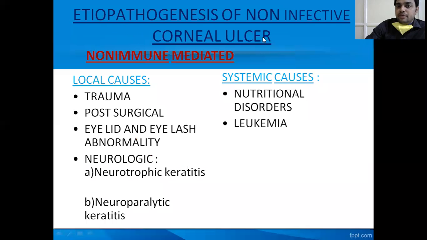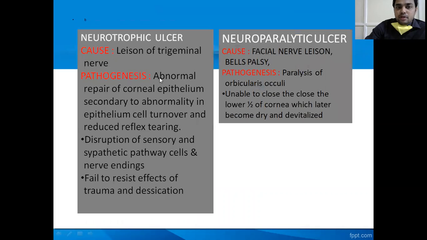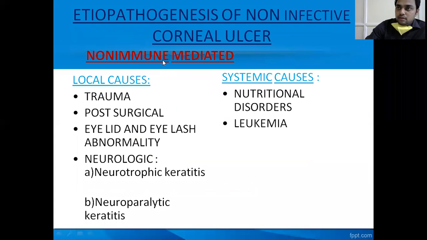Coming to the non-infective keratitis, it is of 2 types: non-immune mediated and immune mediated. Examples of non-immune mediated non-infective corneal ulcer are local causes like trauma, post-surgical, eyelid and adnexal diseases, and neurological causes, that is neurotropic and neuroparalytic.